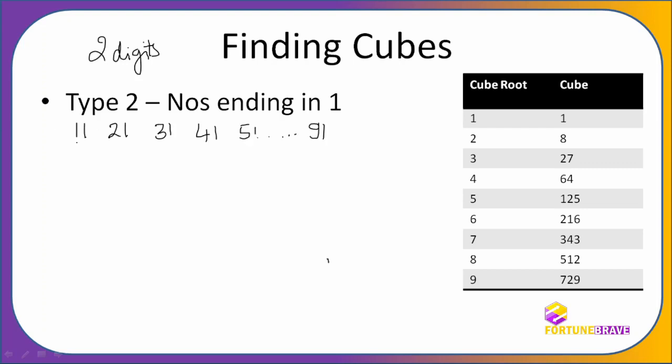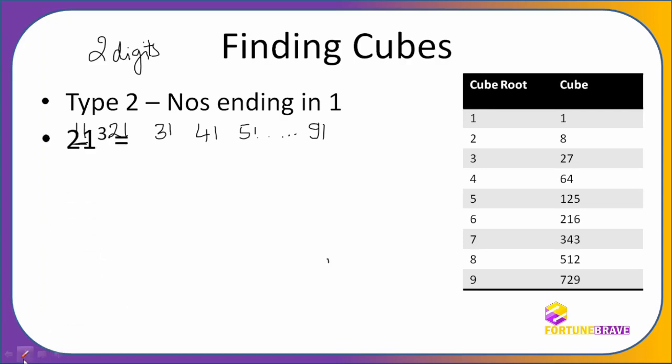11 has come again. Please observe this one. 11 I am going to teach you another method next time. So 11 will come 3 times in 3 types. I do not know why it is coming. Okay. So next we will go for 21 cube.